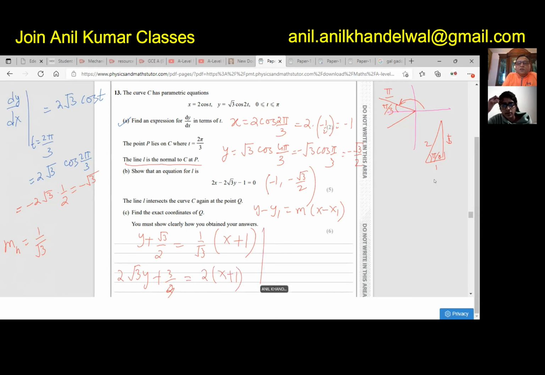So you get square root 3y plus 3 equals to 2x plus 2, right? Bring them all together. So we have 2x minus 2 square root 3y minus 3 and minus 3 plus 2 equals to 0, which is the same as 2x minus 2 square root 3y minus 1 equals to 0. Is that clear? As required.